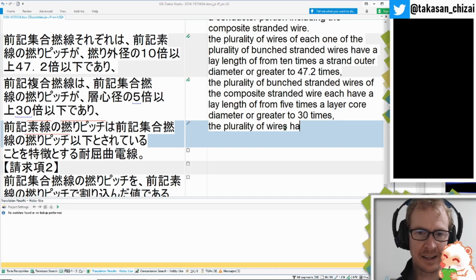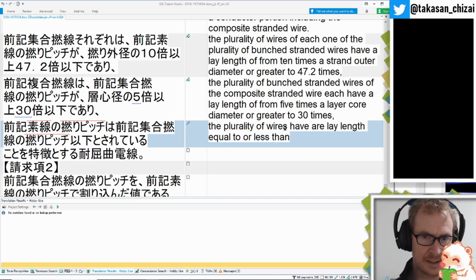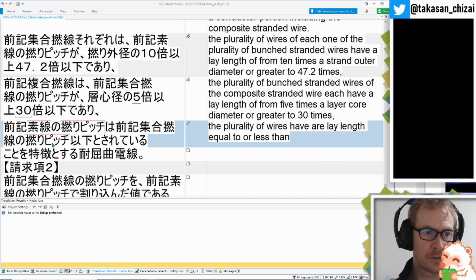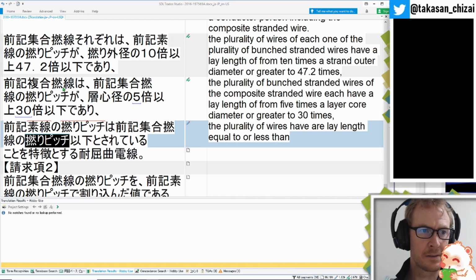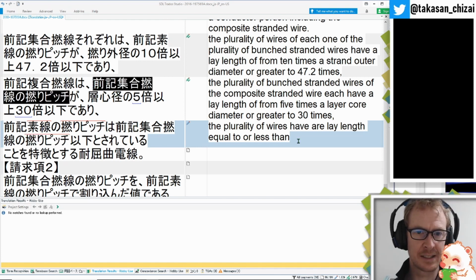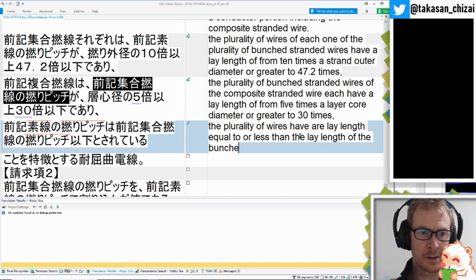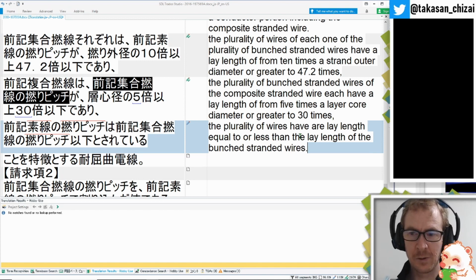Plurality of wires have a lay length equal to or less than. This is equal to or less than, and this came up before, didn't it? This pitch of, yep, so this is referring to this. Then the lay length of the bunched stranded wires. Done. All right, I think we got through it all.